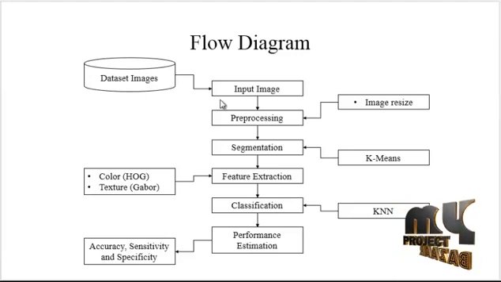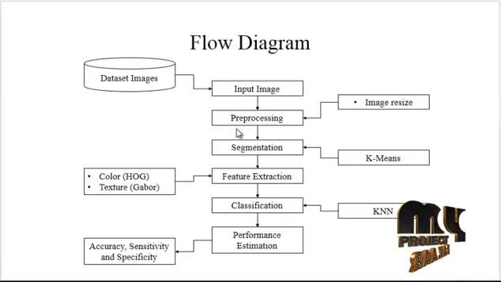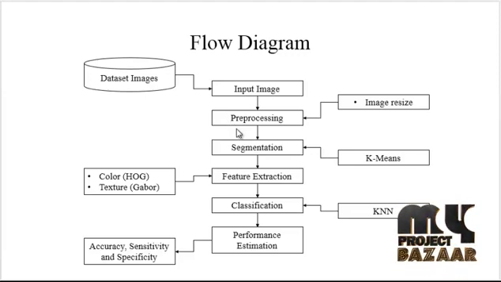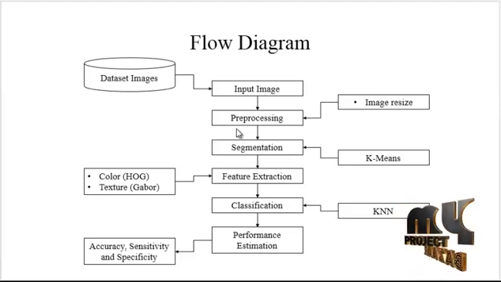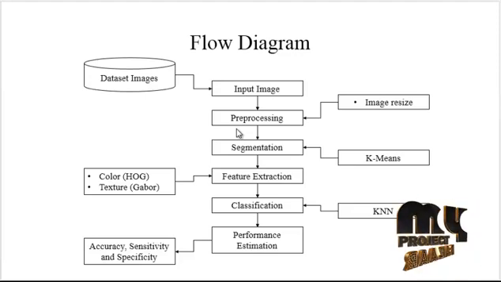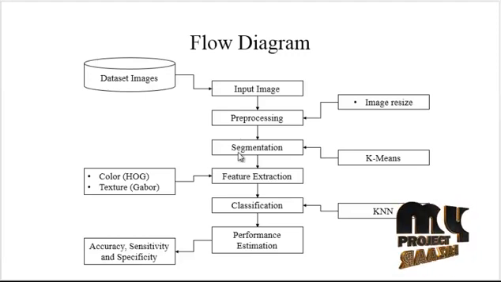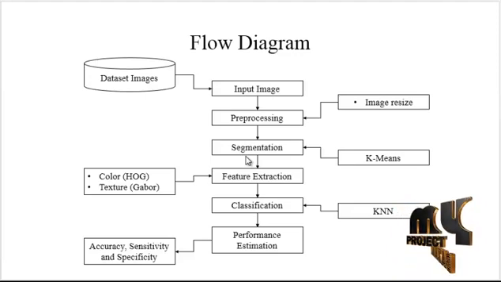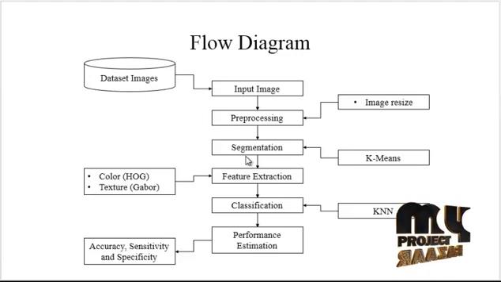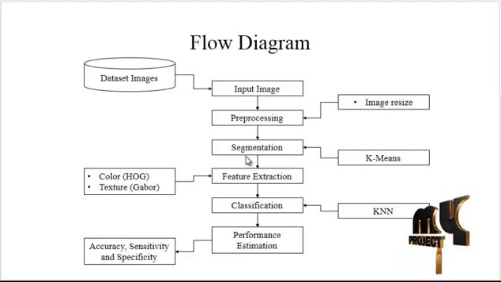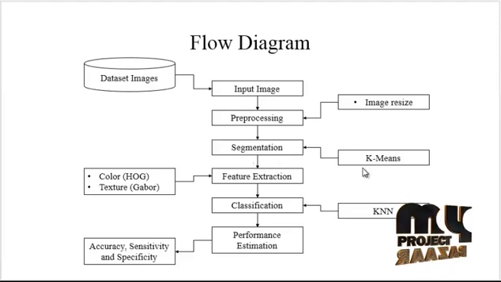After that, we move on to the second stage of the process, that is pre-processing. In pre-processing, image resize alone is used to resize the image into an aspect ratio. After converting the image, we move to the third stage of the project, the image segmentation. Segmentation is to extract the particular data from the other unwanted data. So in this process, k-means clustering is applied to extract the fire regions from the background region.